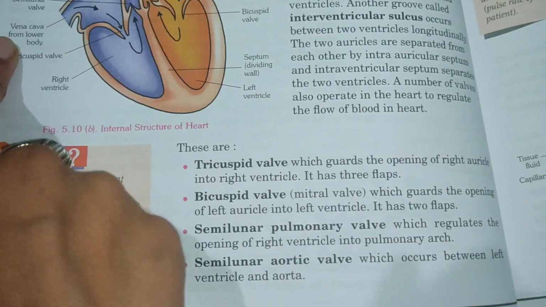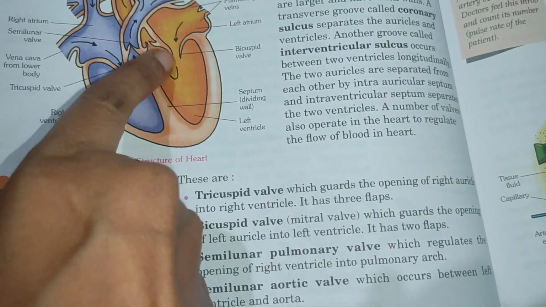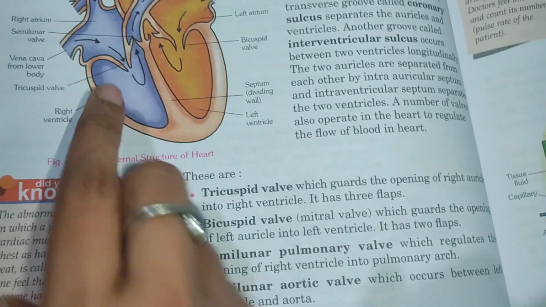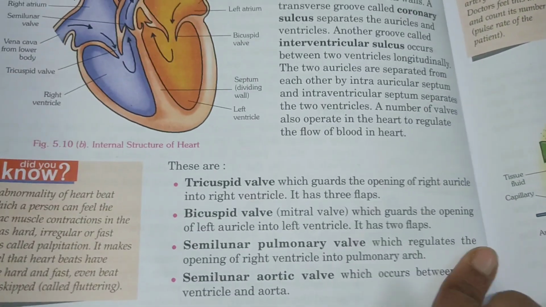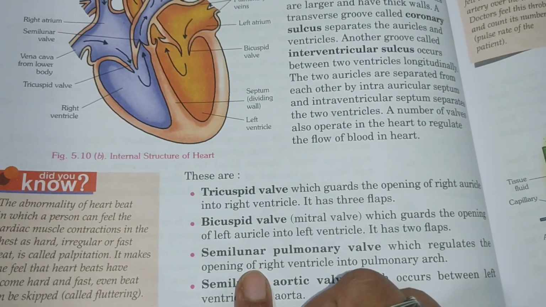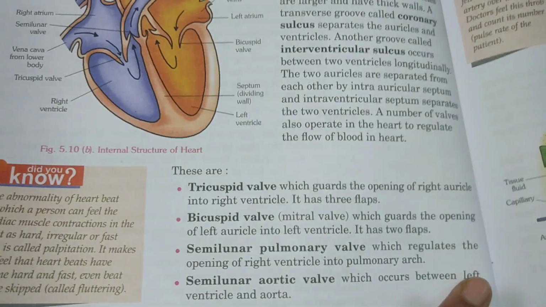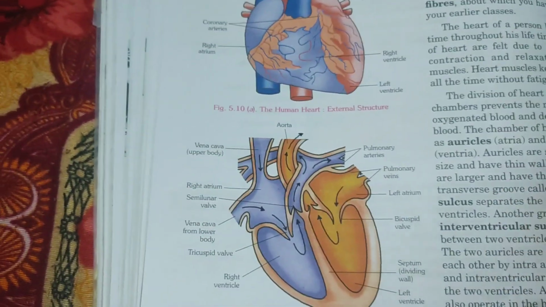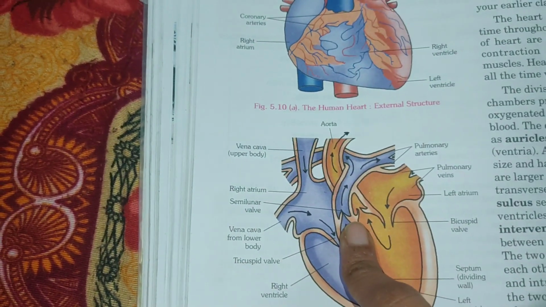The bicuspid valve is between the left auricle and left ventricle, and it has 2 flaps. The semilunar pulmonary valve regulates the opening of the right ventricle into the pulmonary arch, and the semilunar aortic valve occurs between the left ventricle and the aorta.